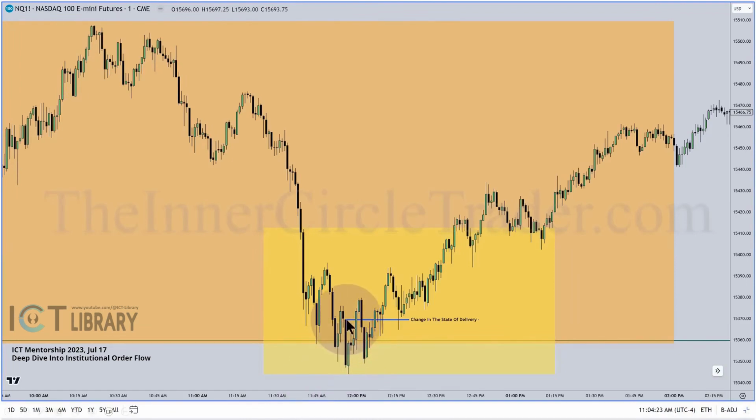This becomes a bullish order block as soon as that candle crosses it. What? The opening price. That's the change in the state of delivery. As soon as that occurs, this low should not be violated. So you can now start looking for bullish PD arrays that are in discount. Well, everything's in a discount now because we're so far down.